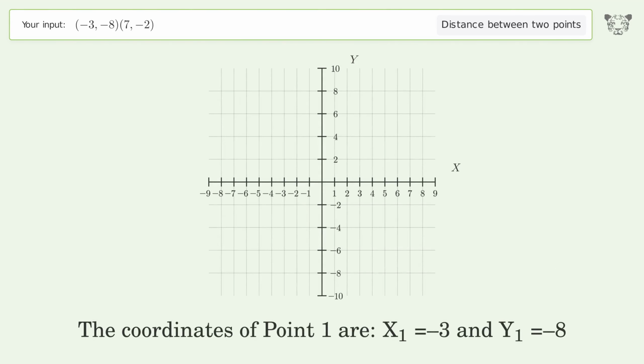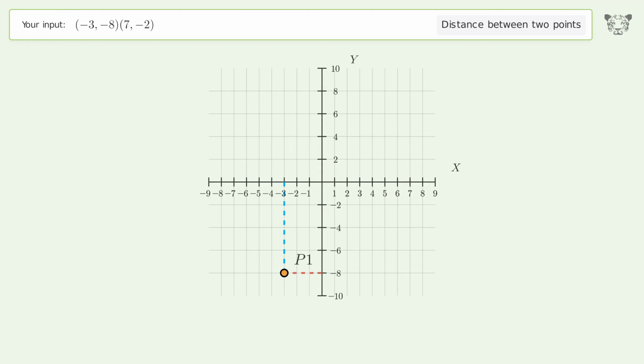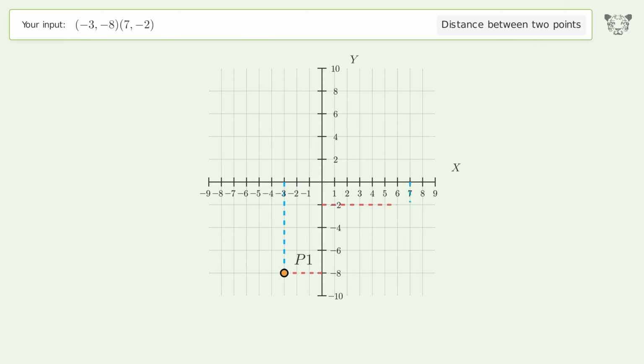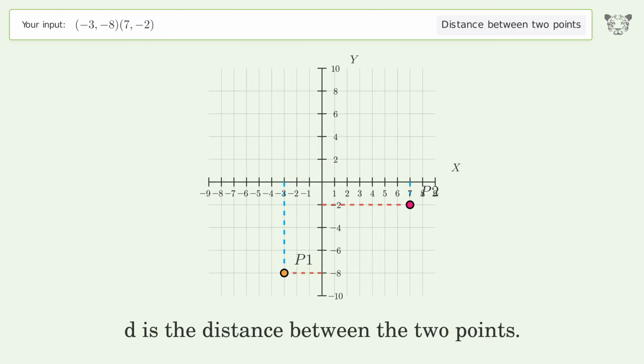The coordinates of point 1 are x1 equals -3 and y1 equals -8. The coordinates of point 2 are x2 equals 7 and y2 equals -2. D is the distance between the 2 points.